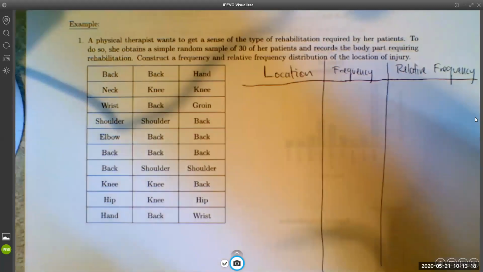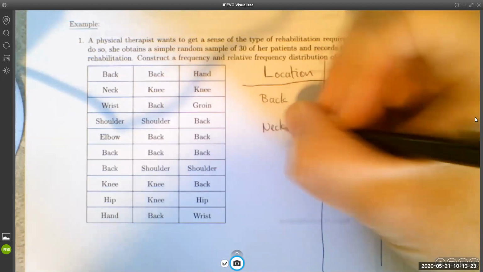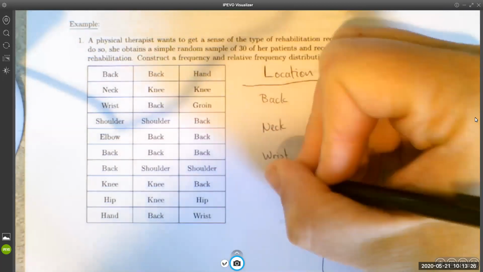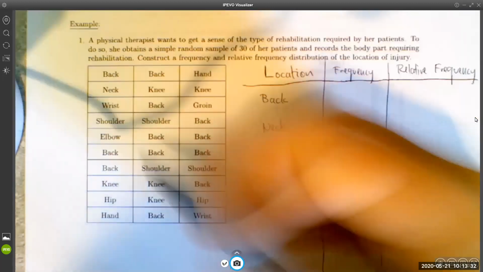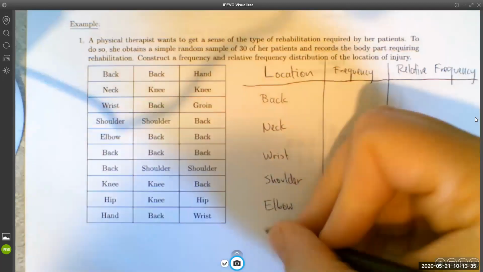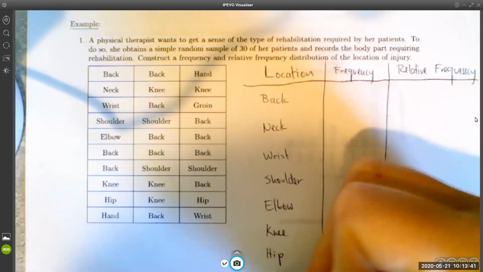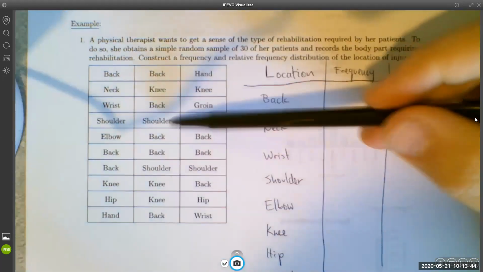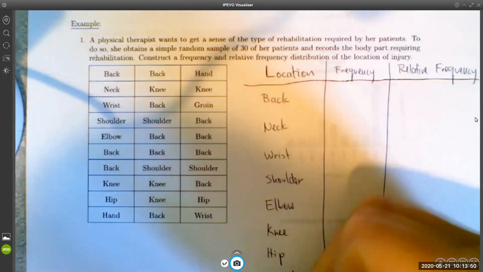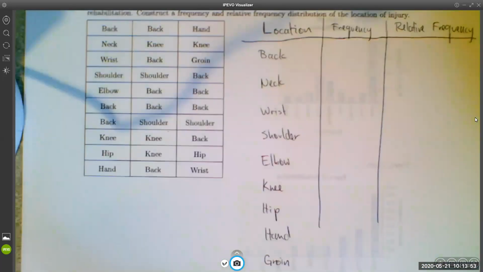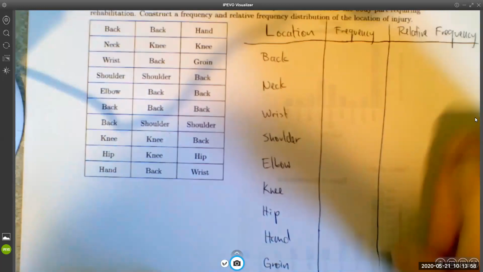So as far as locations are concerned, we had some back injuries, we had neck injuries, wrist, shoulder, elbow, back, we've already listed, knee, hip, hand, back, knee, back, shoulder, back, back, shoulder, knee, back, hand, knee, groin is a new one. And I think the rest of them we already have on the list. Okay, so those are all of the locations.